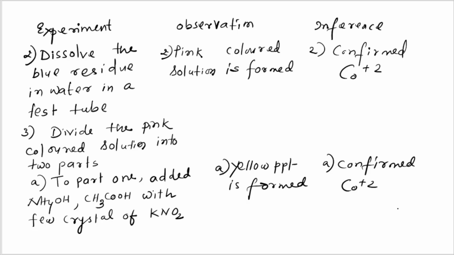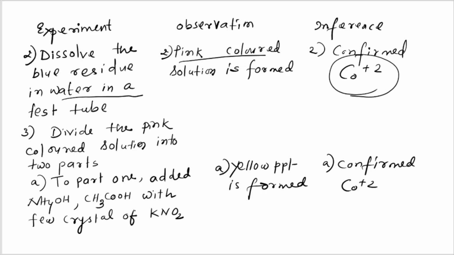Now dissolve the blue residue. Now the blue residue is formed, which shows Co+2 is confirmed. Then that blue residue is dissolved in water. Then what happened? In the test tube, a pink colored solution is formed. Remember, the blue residue is formed, but when you add water in a test tube, a pink colored solution is obtained. That means Co+2, cobalt+2, is confirmed. Then divide the pink solution into 2 parts.